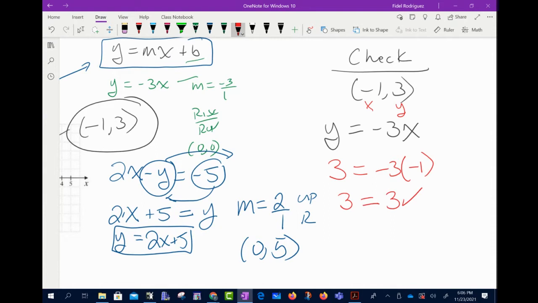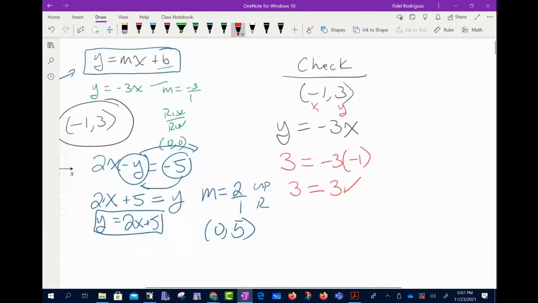So I know that that point works in the first equation. And then if I wanted to check my second equation, I'm still using the same point, negative 1, 3. Our second equation was originally 2x minus y equals negative 5.